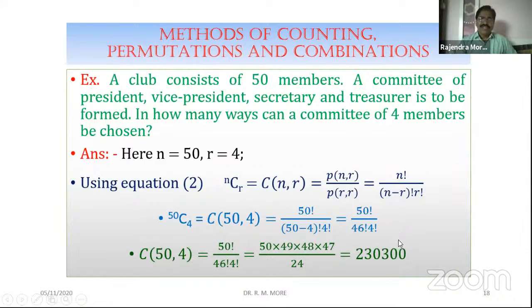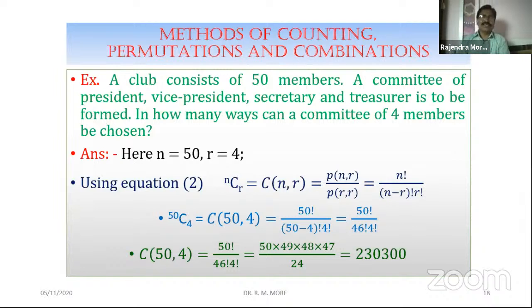See here, 2,30,300. 2,30,300 combinations are possible. So many chances are there. There should not be any problem forming the committee of a housing society.